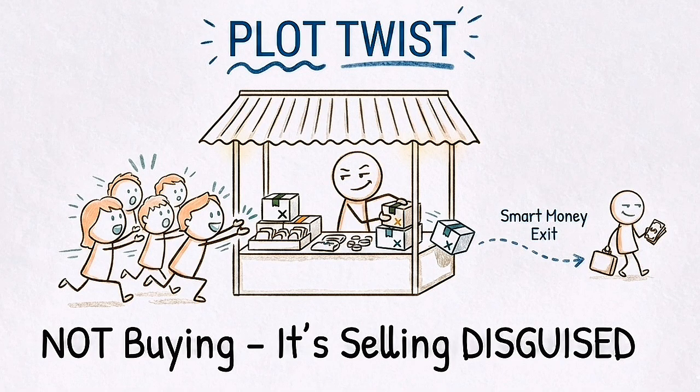But here's the plot twist. This is not strong buying. This is strong selling disguised as buying. Smart money uses that wall of buy orders from retail traders to unload their massive positions. They're selling into the demand quietly without crashing the price.